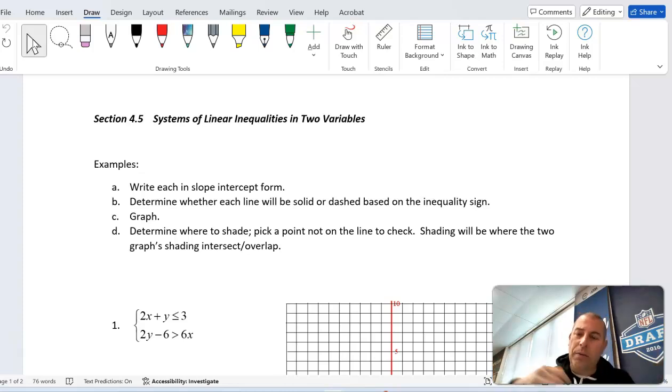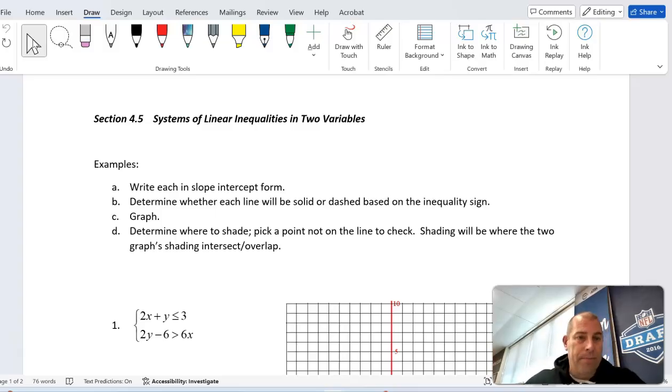So, just like before, when it was systems of equations, remember the equal sign? We would just graph them and find exactly where they cross. The point that they cross at was our answer. Well, now we've got a whole shading going on. So it's actually the overlap of the shading that gets it done. So yeah, let's go through here.